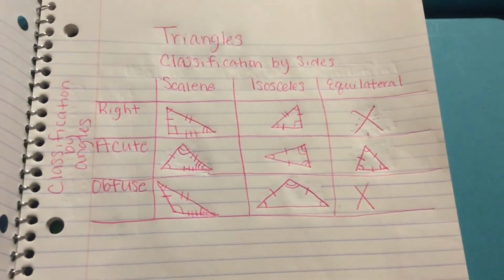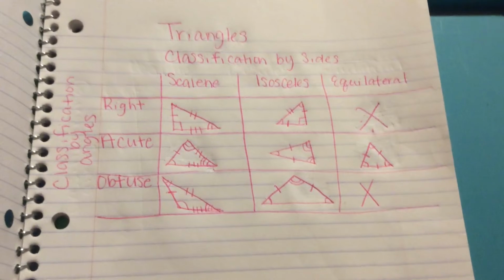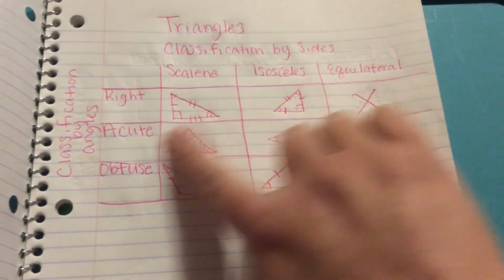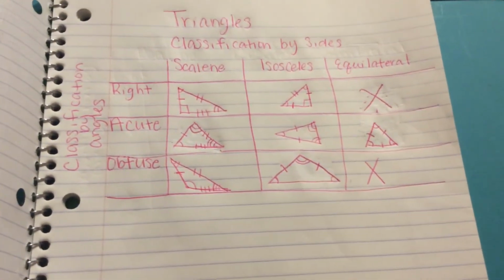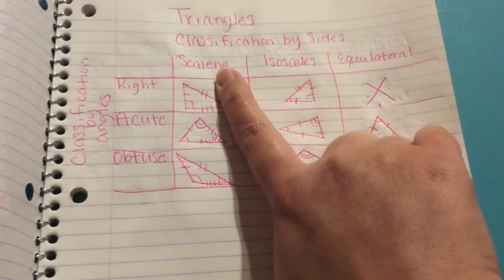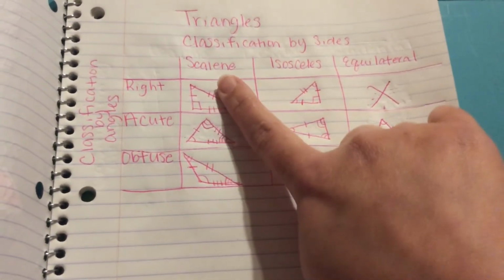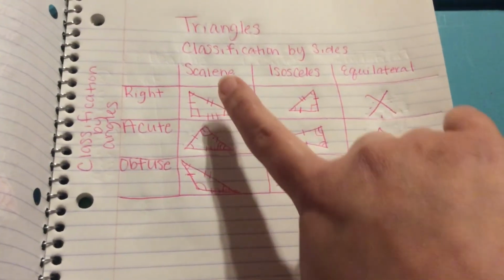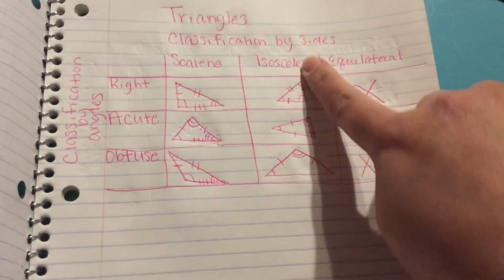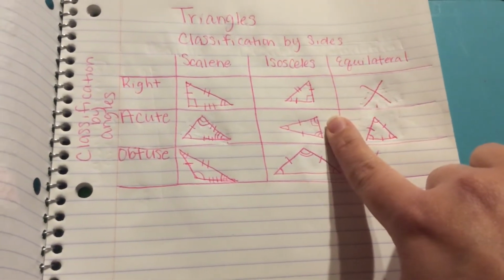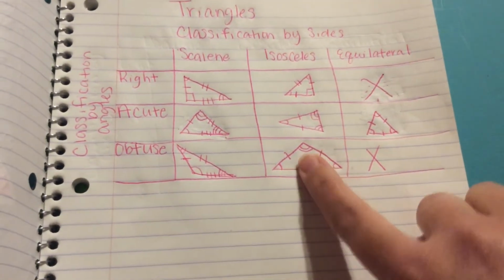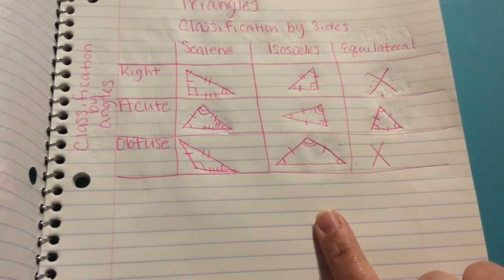You can also put both side and angle classifications together. We have classification by my sides up here and classification by angles on the side. On a scalene triangle, you can have a right scalene triangle, an acute scalene triangle, and an obtuse scalene triangle. On isosceles, you can have a right isosceles triangle, an acute isosceles triangle, and an obtuse isosceles triangle.